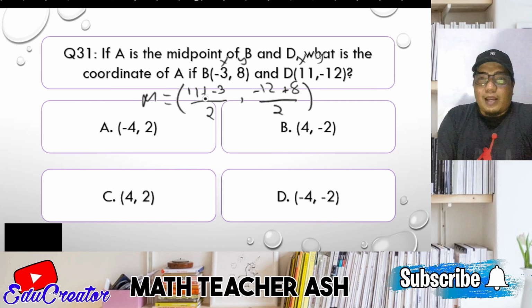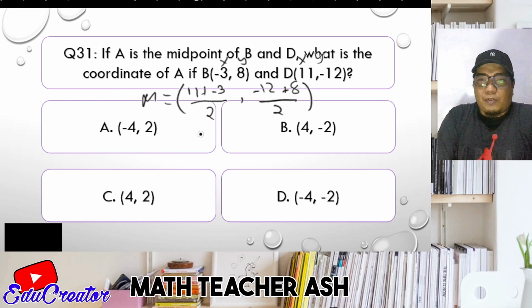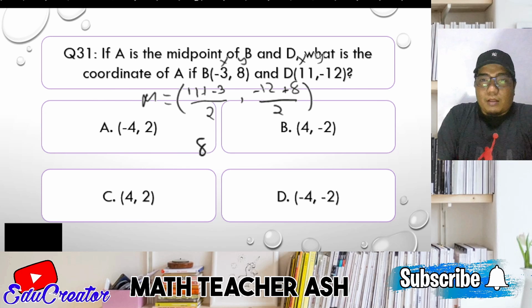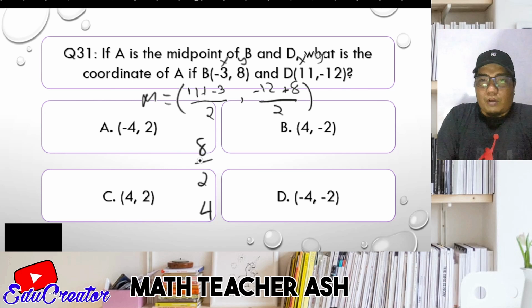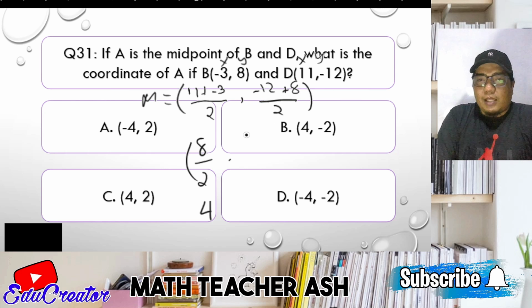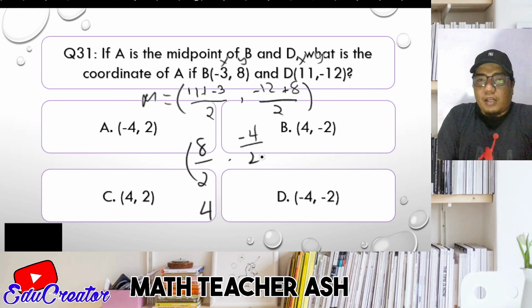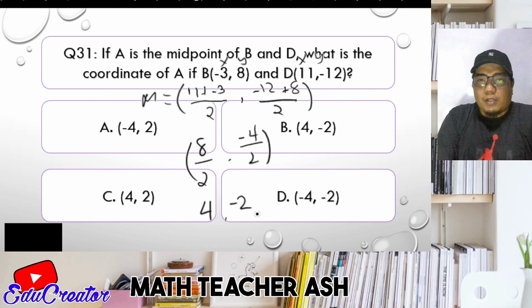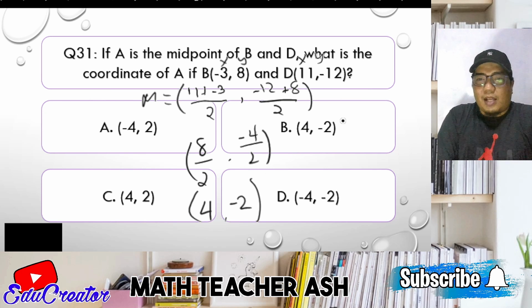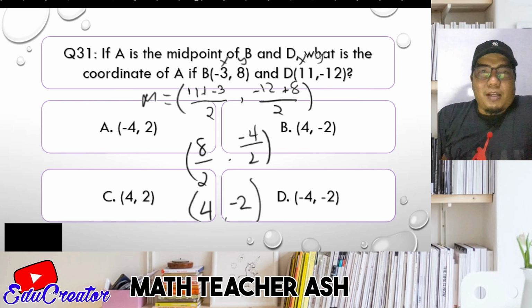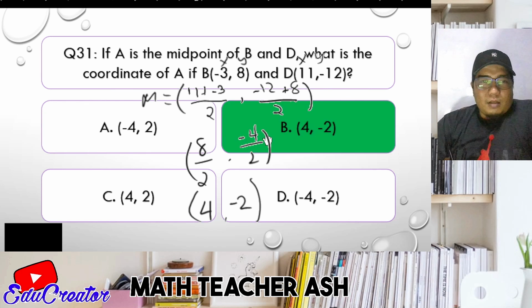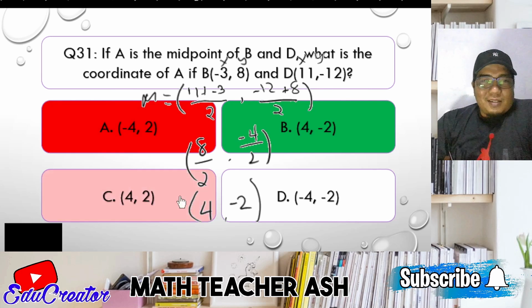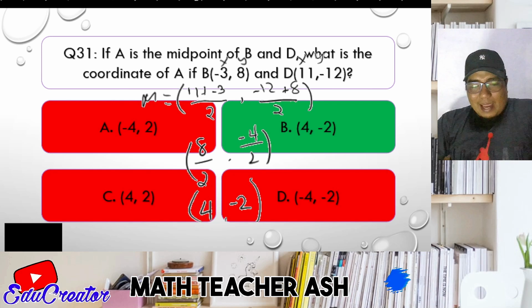So, we have here 11 plus -3. What is the answer for that? That is 8 over 2. So, basically, that is 4. Ayan. Ito naman, -12 plus 8. That is -4 divided by 2. So, the answer for that is -2. So, meron ba sa choices natin to? Ayun, meron nga. So, that is letter B, my dear math learners. Napakadali lang ng question na ito. Alright. So, A, C, and D are the wrong answers.